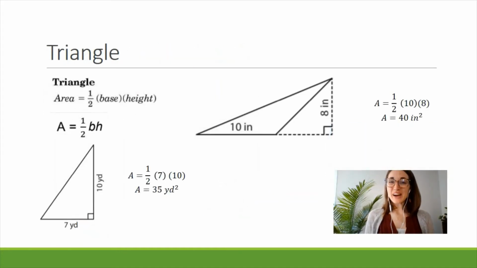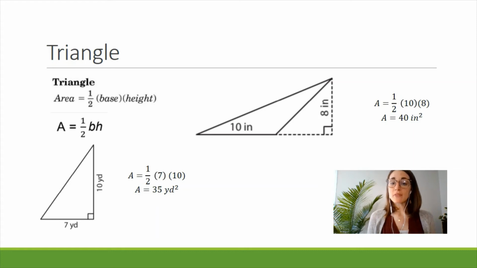Let's move on to triangles. A triangle is a polygon with 3 sides and 3 angles. Here we see that the formula to find the area of a triangle is half times base times height. Remember, multiplying by half actually makes a number smaller. It does the same thing as dividing the number by 2.